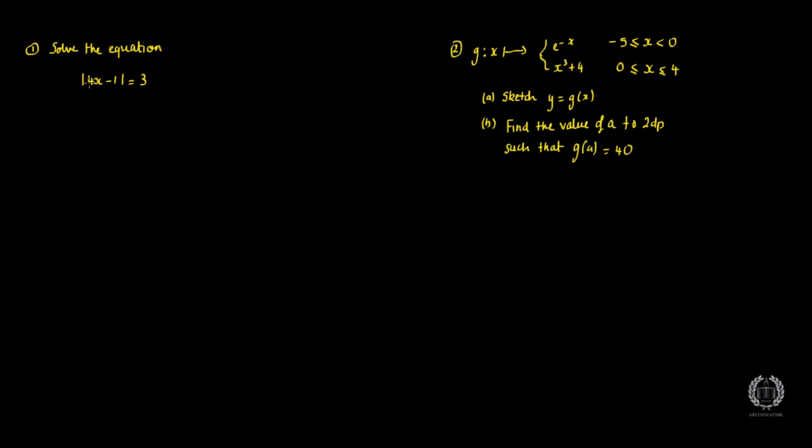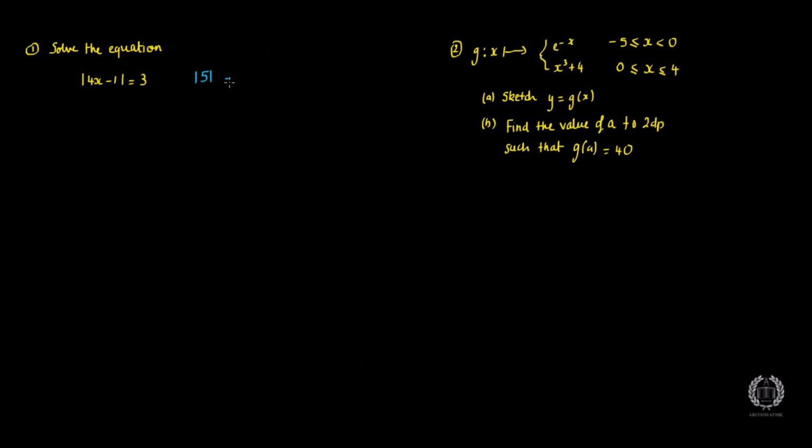The question here is asking us to solve the equation modulus 4x minus 1 equals 3. Now, before doing this, one thing you guys have got to understand is this modulus sign. Say for example I have modulus 5, or 6, it doesn't matter.